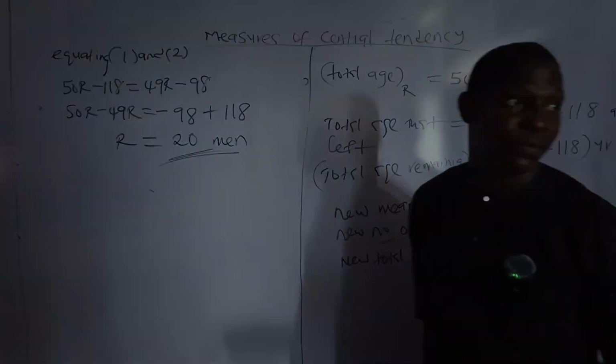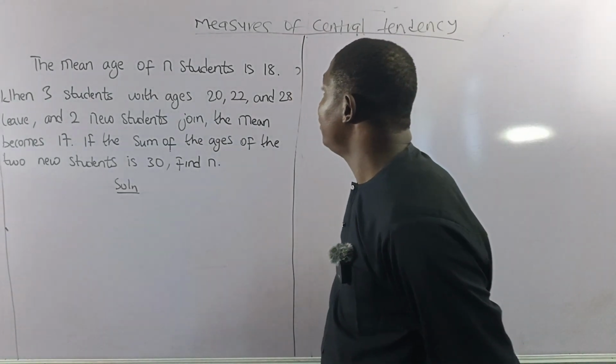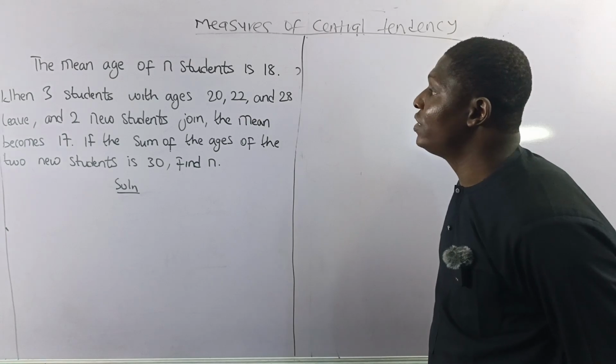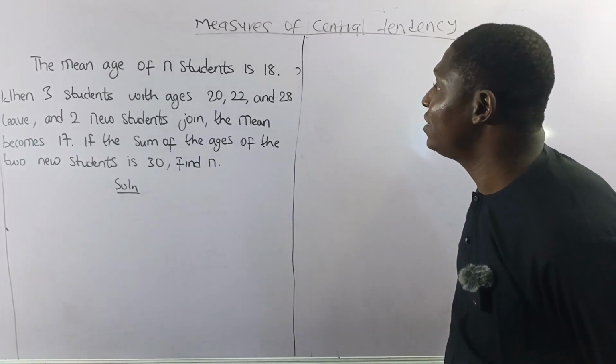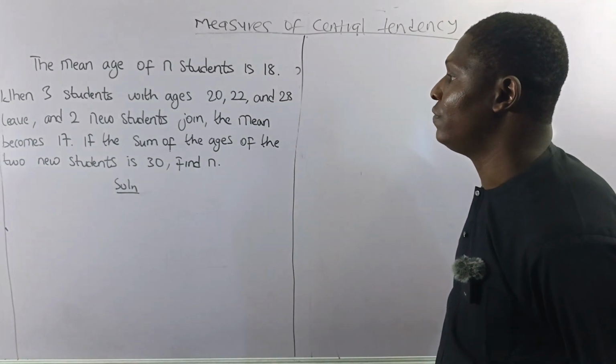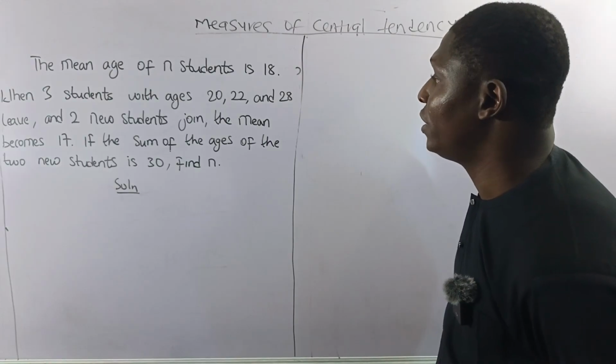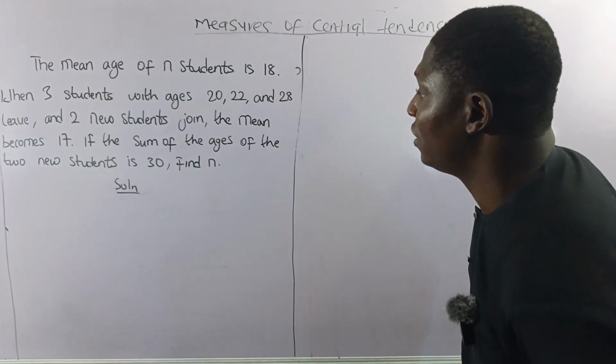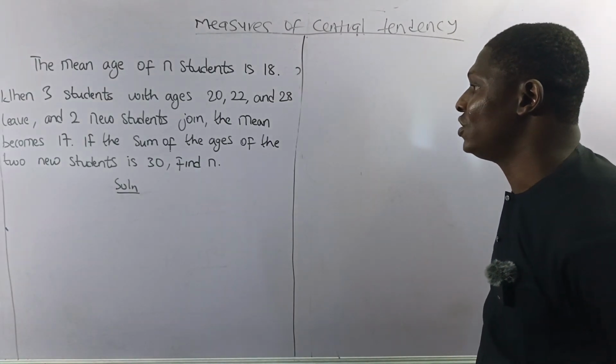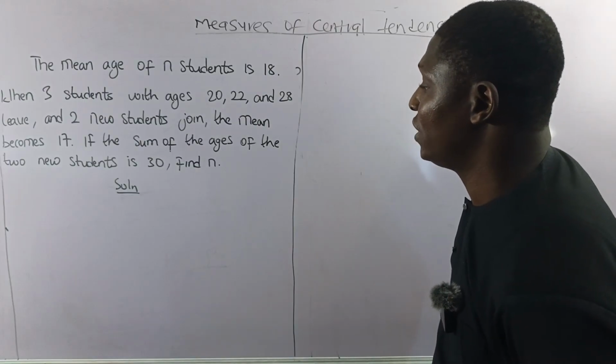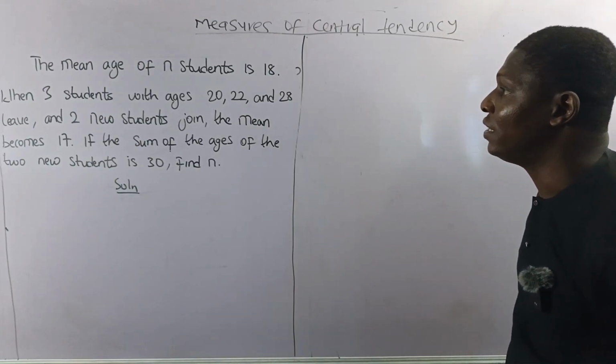The mean age of n students is 18. When 3 students with ages 20, 22 and 28 leave and 2 new students join, the mean becomes 17. If the sum of the ages of the 2 new students is 30, find n.